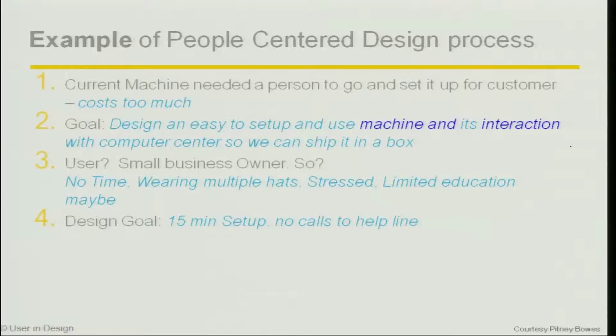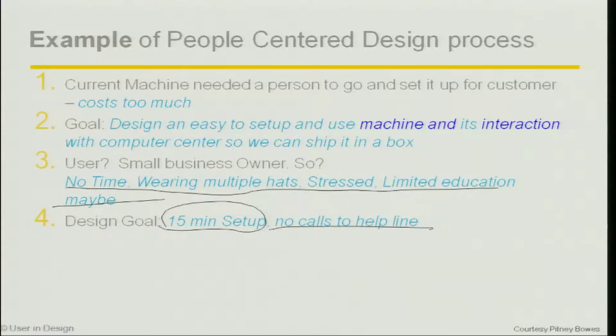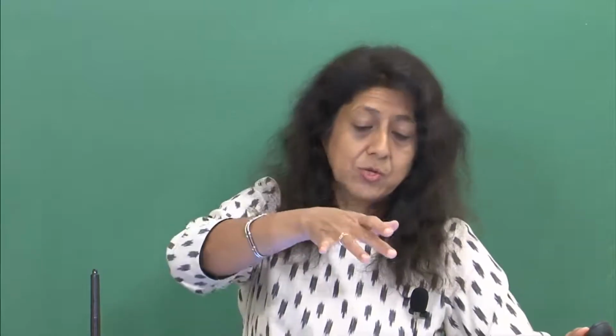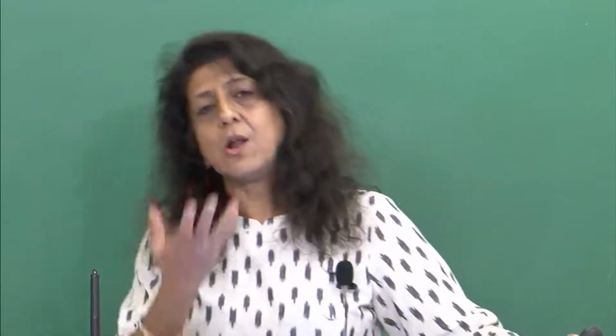Now, based on all this, what is the design goal that we set up? Based on our understanding of our users, that this person has no time, they're wearing multiple hats, they're stressed, they may have limited education maybe, and all of those things, we said 15 minutes setup. Okay, we said this kind of person has to be able to set this up in 15 minutes, and also with no calls to the helpline. What's the point, right? If the machine is going to the doorstep, and instead of the customer service person going to set it up, we're getting lots and lots of calls to the helpline, it's the same thing. It's cost to company.